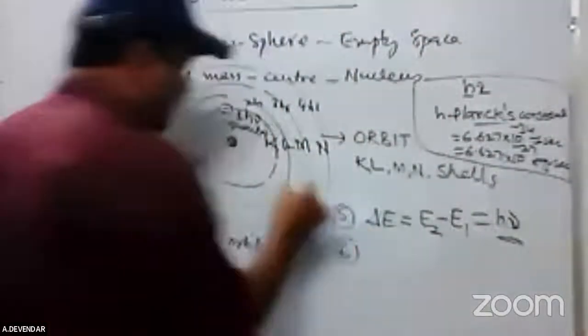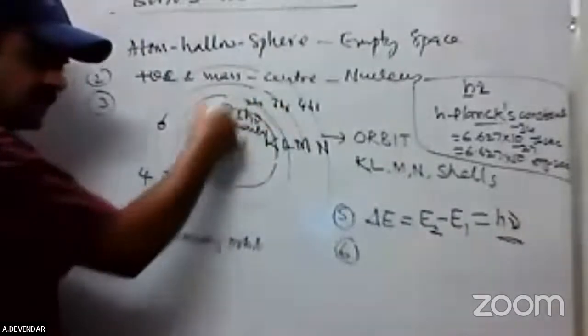And coming to the sixth point, electrons revolve in circular paths.